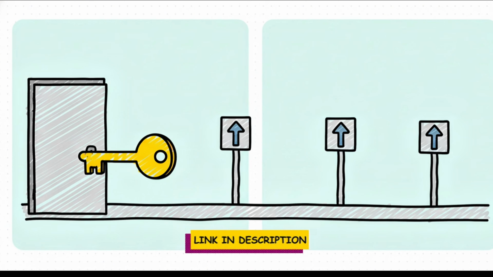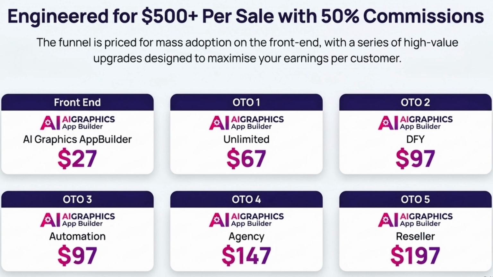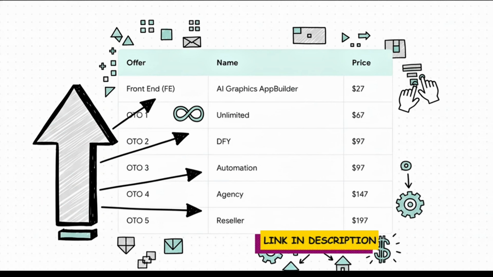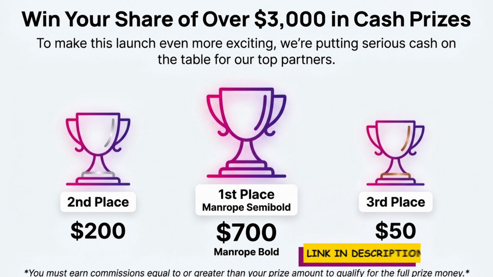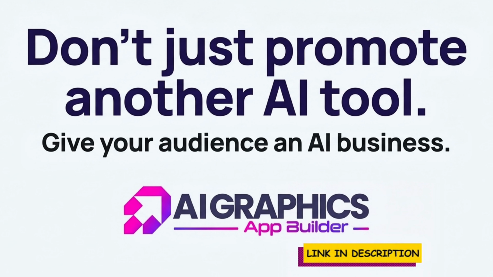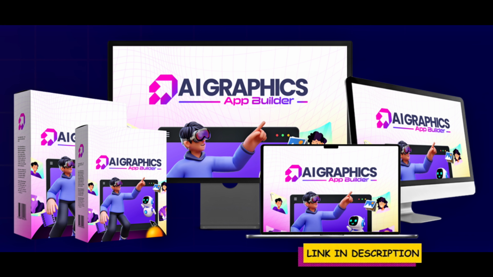The FE, or front end, that's the main product, the one you have to buy to get in. Then you'll see OTOs, which stands for one-time offers. Think of those as the optional add-ons. Okay, so here's the whole funnel, straight from the source docs. It all kicks off with that front-end offer for $27. After you buy that, you'll be offered 5 different upgrades. There's an unlimited version for $67, a done-for-you package at $97, and it goes all the way up to an agency license and finally a reseller license for $197.